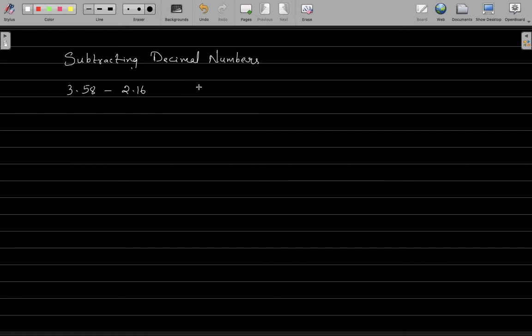So how are we going to do this? Say we have 3.58 minus 2.16. When we are subtracting them, 8 minus 6 is 2, 5 minus 1 is 4. Remember to keep the decimal point in the same line. 3 minus 2 gives you 1. So your answer to this is 1.42.